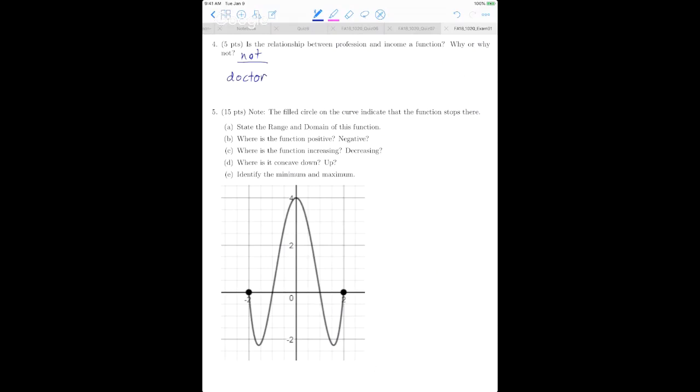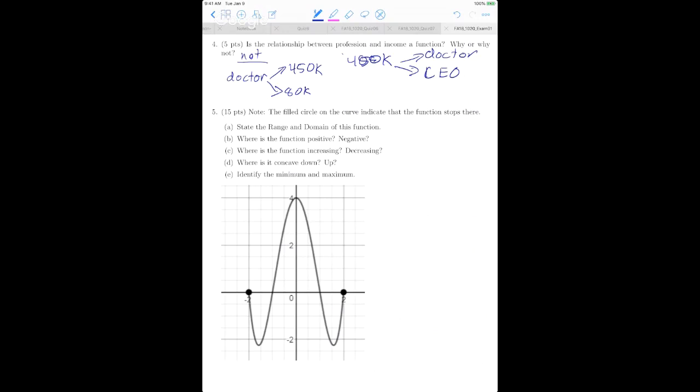If I'm a doctor, depending on where I live and what kind of doctor I am, I could make 80K. I can make 450K, right? My salary is way different. Likewise, if I'm making 450K, I could be a doctor, or I could be a CEO, right? So either way we take it, we can have one input leading to several outputs. So we can't really use this as a functional relationship.